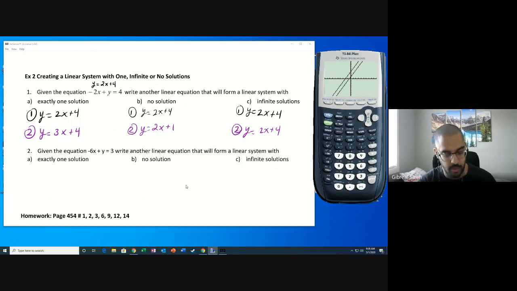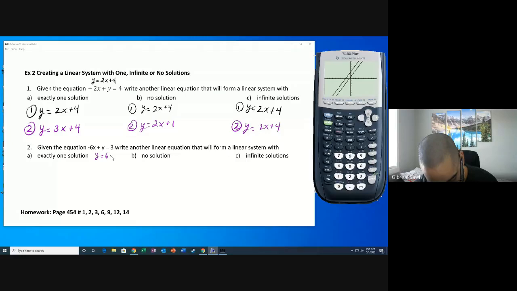Okay, so for 2, I'm gonna give you a potential answer that you could have. So again, if you wanna pause it and try it out, go ahead. But your responses might be different than mine. So I'm just going to give you one of the possibilities here. So if you rearrange this, add 6x to both sides, this becomes y equals 6x plus 3. That gives us something to go off of. Now I know my slope's 6, y-intercept's 3.